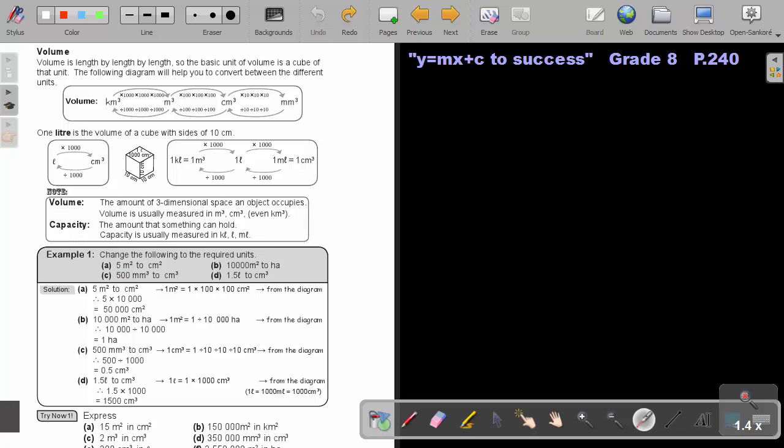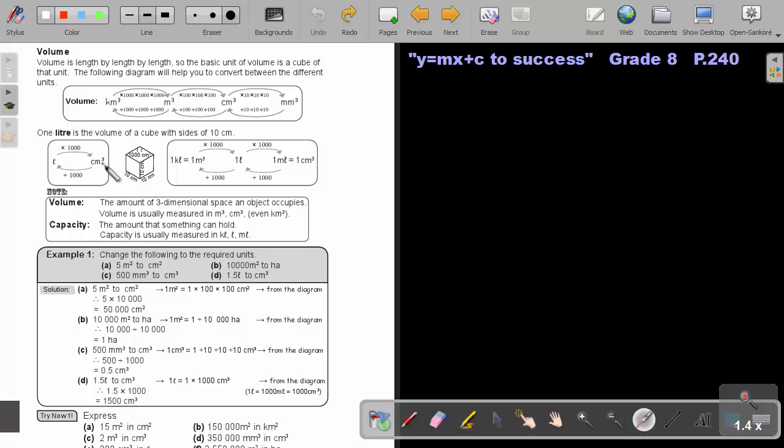And then 500 cubic millimeters to cubic centimeters. Look, cubic millimeters to cubic centimeters. So I divide by 10, divide by 10, divide by 10. So it's divided by 1,000. And that will be 500 divided by 1,000, and that will be 0.5 cubic centimeters. And then liters to cubic centimeters, I just multiply by 1,000, and there is my answer.